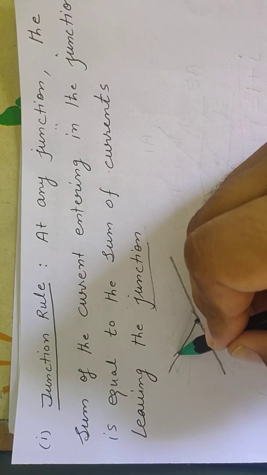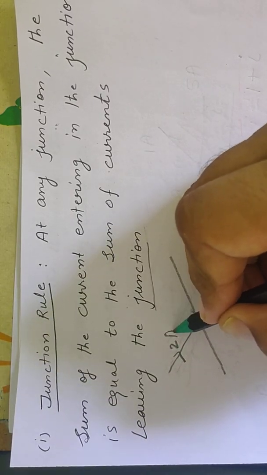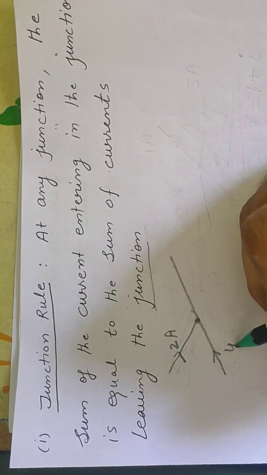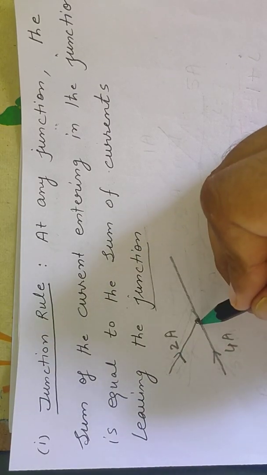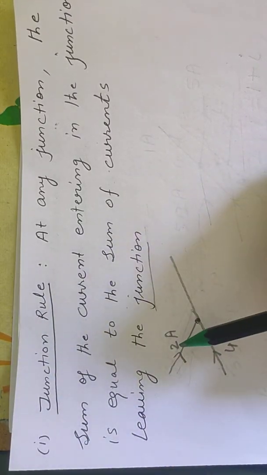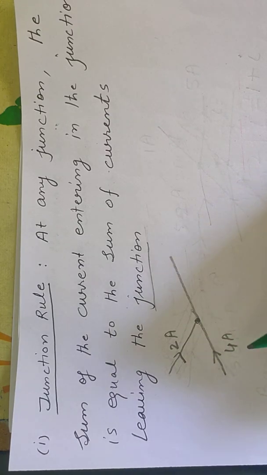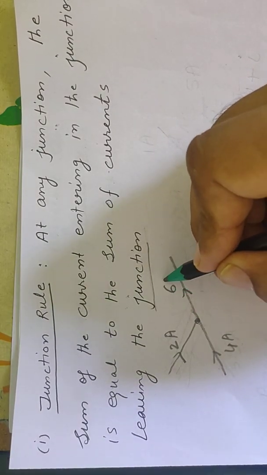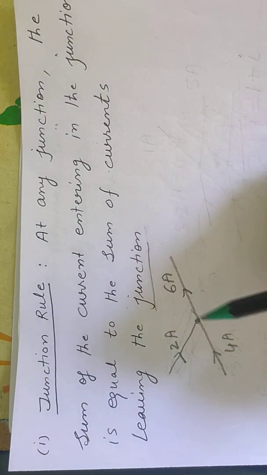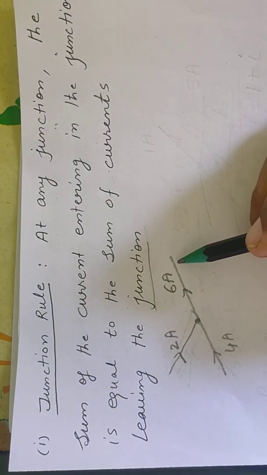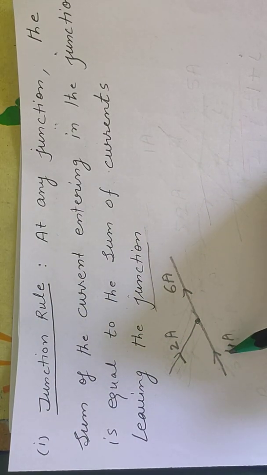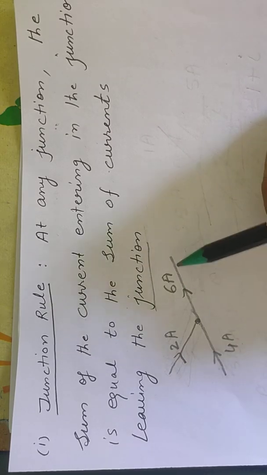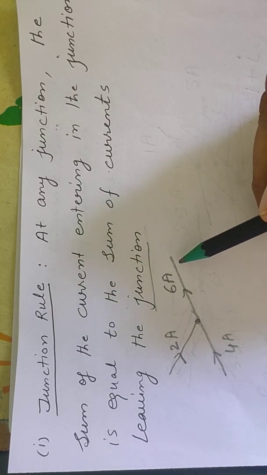Suppose here 2 ampere current is coming in and here 4 ampere current is coming in. So the sum of current entering the junction is 2 ampere plus 4 ampere, that is 6 ampere. It means the same amount of current will come out from this junction. So here we get 6 ampere current. So the sum of current entering the junction is equal to the sum of current leaving the junction.